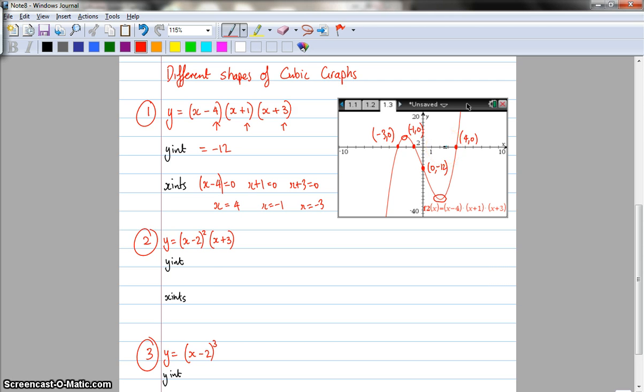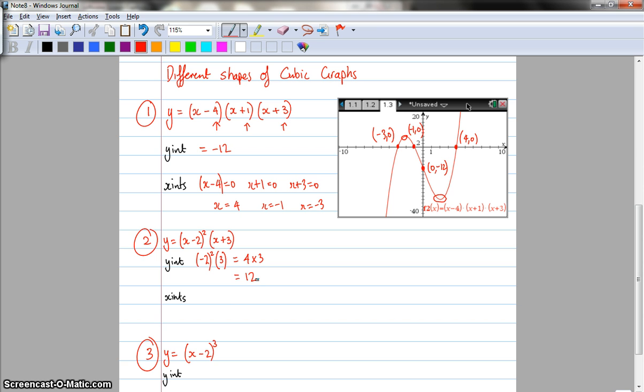Now I want to have a look at the second example. First, I'm going to do the y-intercept. Again, for the sake of space, I'm going to say that it's, well, this one's a little bit tricky actually. I will do this one out. It's negative 2 squared multiplied by 3, because x equals 0, obviously. Now that is 4 times 3, because it's negative 2 times negative 2 times 3, which is obviously 12.